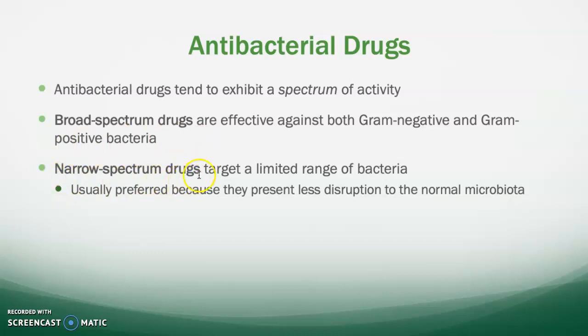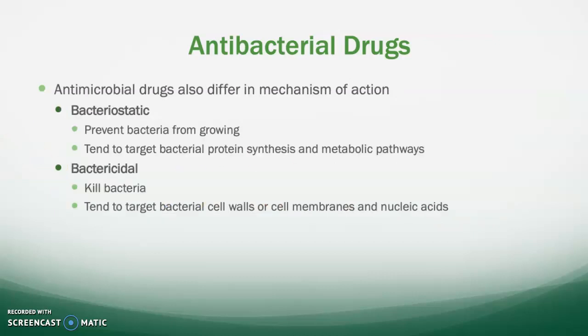So we might think about narrow spectrum drugs, and these ones target a limited range of bacteria. Perhaps they only target gram-positive or they only target gram-negative. These are usually preferred because they present less disruption to a normal microbiota. But what do we need to know in order to use a narrow spectrum drug? Looking back to what I said about broad spectrum, if we know exactly what the bacteria is that's causing the infection, we could use a narrow spectrum because we wouldn't be wondering if we were going to kill it or not. And also, if it's a single bacteria that's causing the infection, narrow spectrum drugs would work well here.